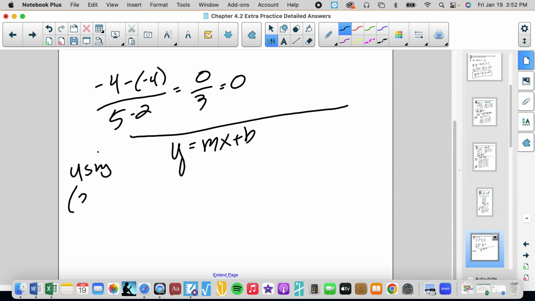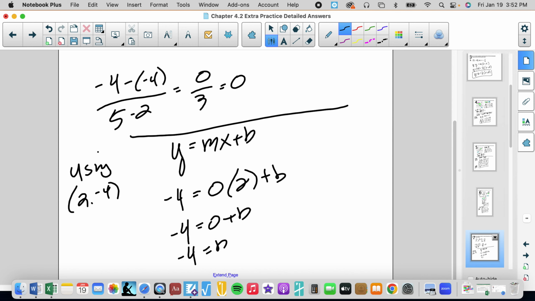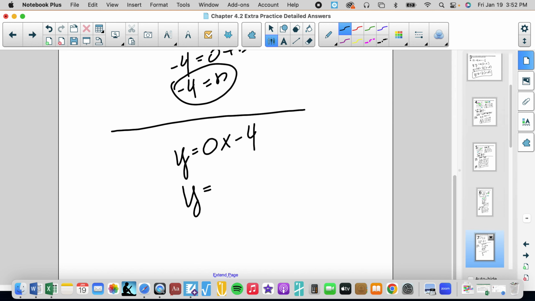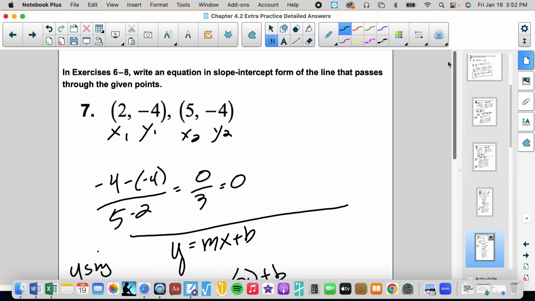Using (2, -4), so -4 equals 0 times 2 plus b. -4 equals 0 plus b. -4 is my y-intercept. And my final answer is going to be y equals 0x minus 4, or y equals 0 minus 4, y equals -4. So that is the equation for the line containing those points.